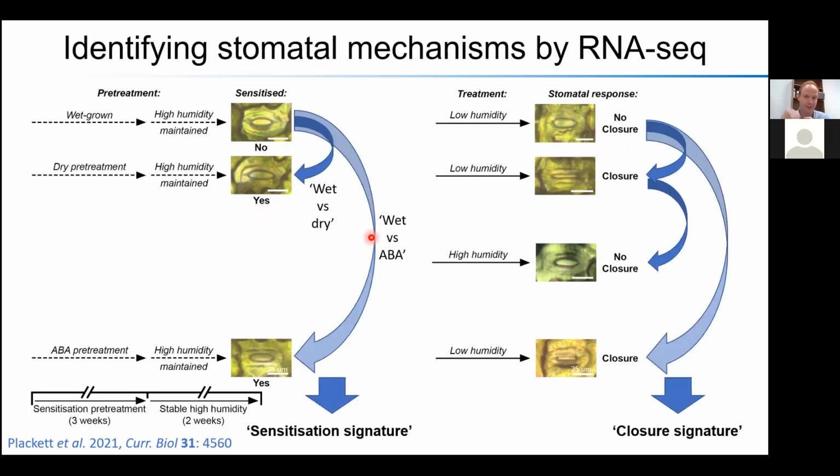So this here is a diagram of how we did that. So we compared our insensitive to the dry sensitized and insensitive to the ABA sensitized. And essentially any genes that change expression under these two treatments similarly between the two, we decided that those would be good candidates for triggering sensitization. And similarly for stomatal closure, we compared conditions where stomata either closed or did not close, identified the differences in gene expression, and then compared those to see what gene changes were always associated with stomatal closure. And so this was to identify a closure signature.